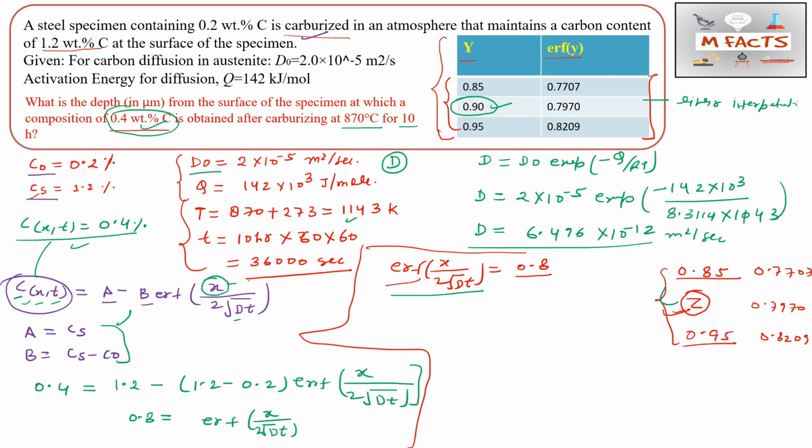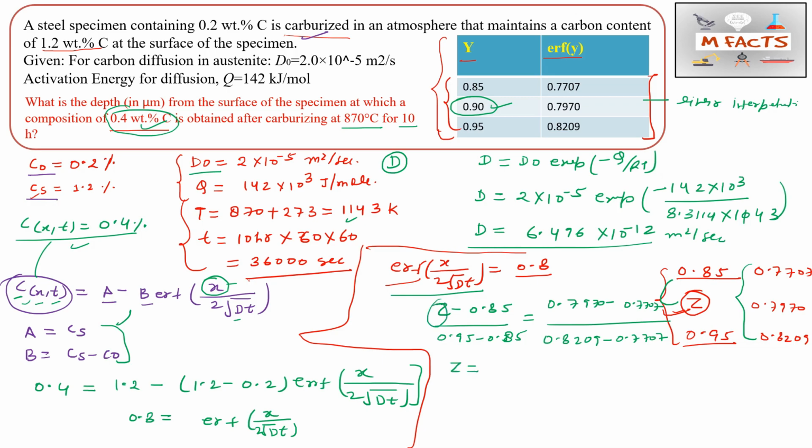So we subtract: z minus 0.85 by 0.95 minus 0.85, and the same on the right hand side: 0.7970 minus 0.7707 by 0.8209 minus 0.7707. This is linear interpolation, simple mathematics. From here we can get this z value, which will be equal to 0.9023. So now we will put this z value here instead of 0.8.